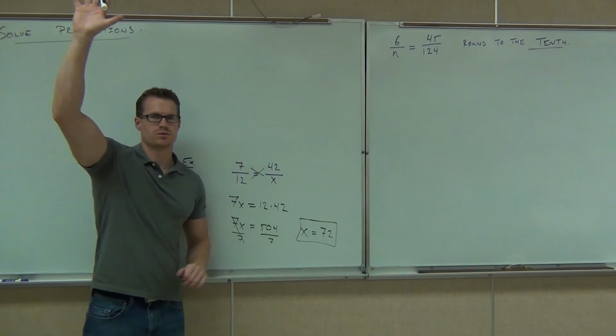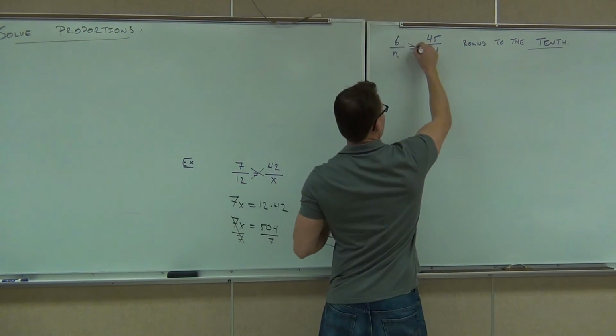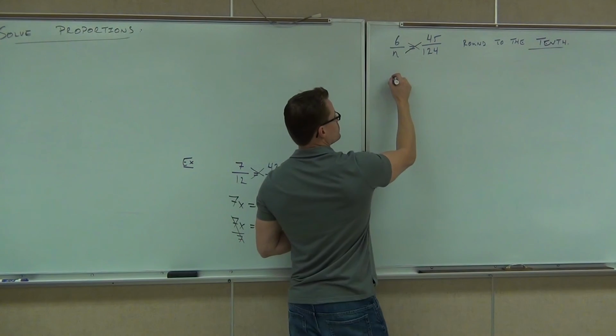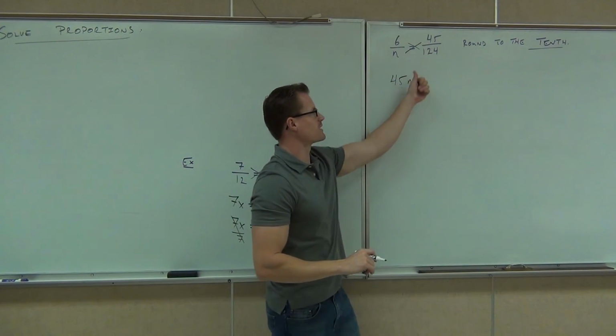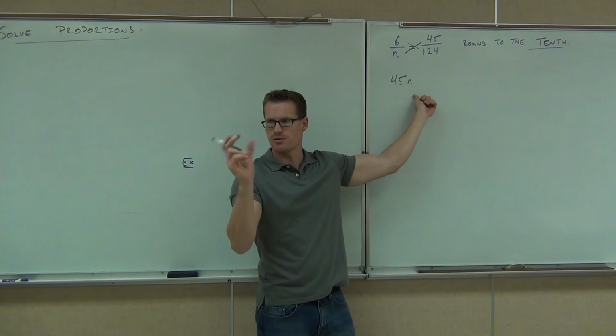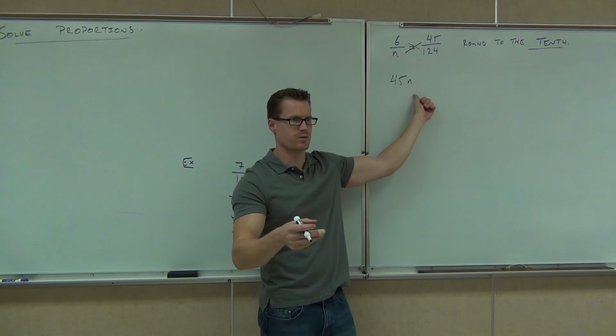Raise your hand if you got 72. Good for you. That's fantastic. Now the next one, we do the same idea. We will cross multiply, so we'll get 45, and notice how even though it's n times 45, I can still put 45n because it's commutative, right? I can switch that around. N times 45 is the same thing as 45 times n. Are you guys with me on that?